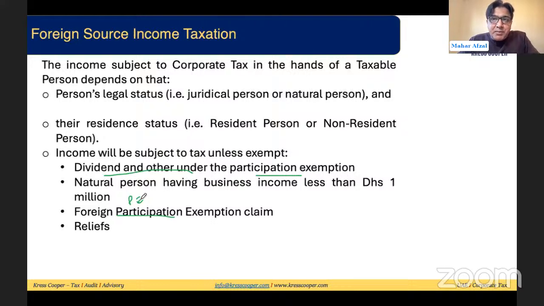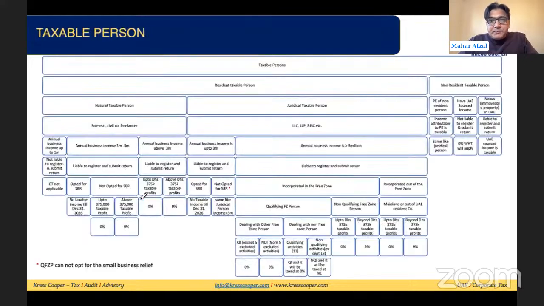Apples to apples comparison: if income is not subject to tax, expenses will not be subject to tax as well. So this is a general rule. The general rule says if you are generating income in the UAE or outside the UAE, your worldwide income is subject to tax and the tax rate is the same, whether this income is from the UAE or from outside the UAE.